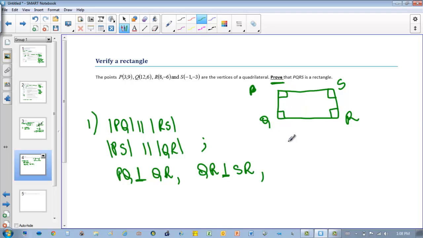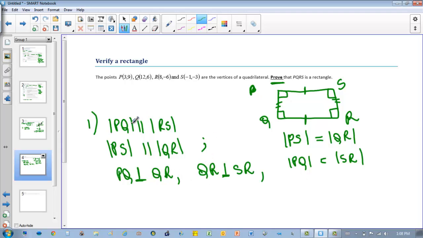Also, in a rectangle, I know that we have two pairs of opposite sides that are the same length, so we must prove that PS as a line segment is equal to QR, and that PQ as a line segment is equal to SR. As you can see, you have quite a bit of work to do.